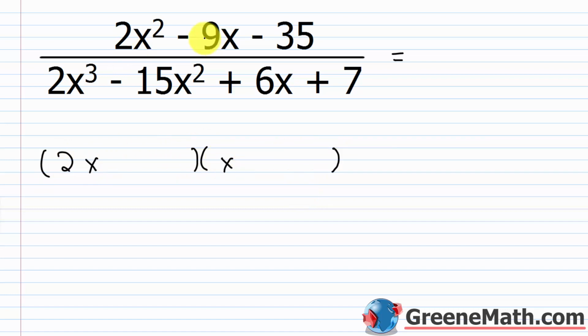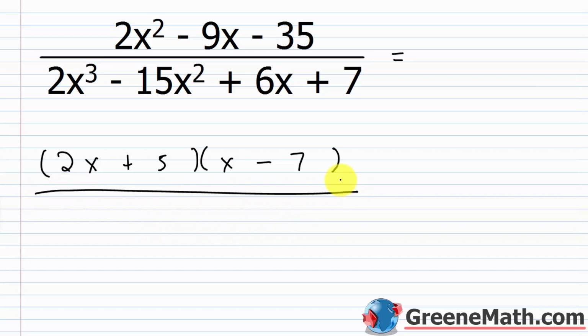And I want to get a correct middle term of negative 9x. So I know that for 35, forget about the fact that it's negative, it's going to be 1 times 35 or 5 times 7. So I know 1 and 35 will not work, but 5 and 7 would work if I put a minus 7 and a plus 5. Because the outer term here, 2x times negative 7, would be negative 14x. In the inner term here, 5 times x would be plus 5x. You combine those, you would get negative 9x, okay? So that's what we're looking for there.